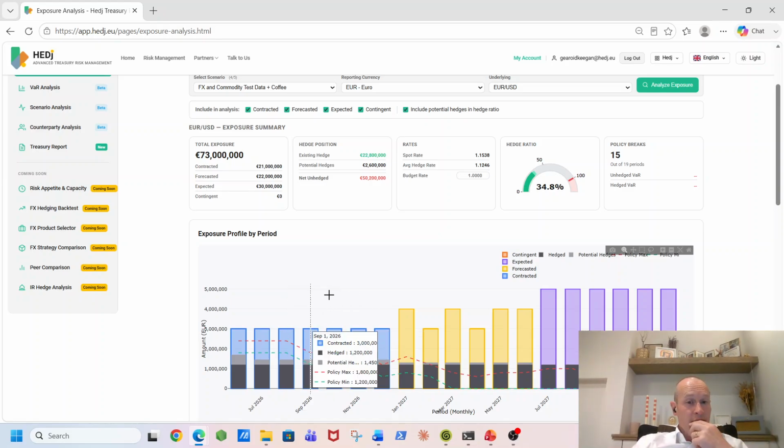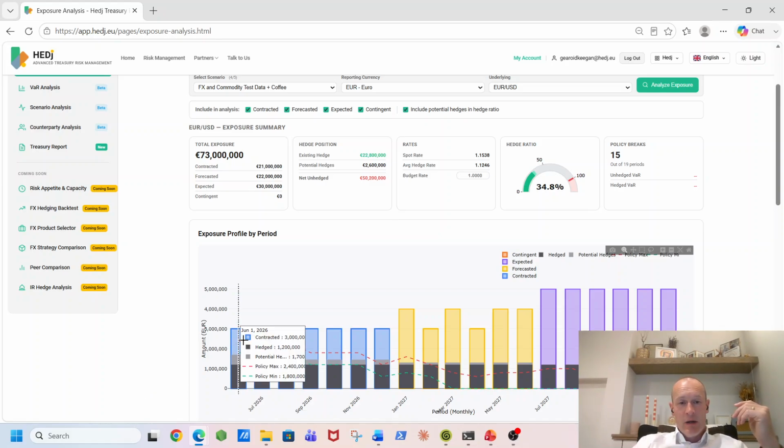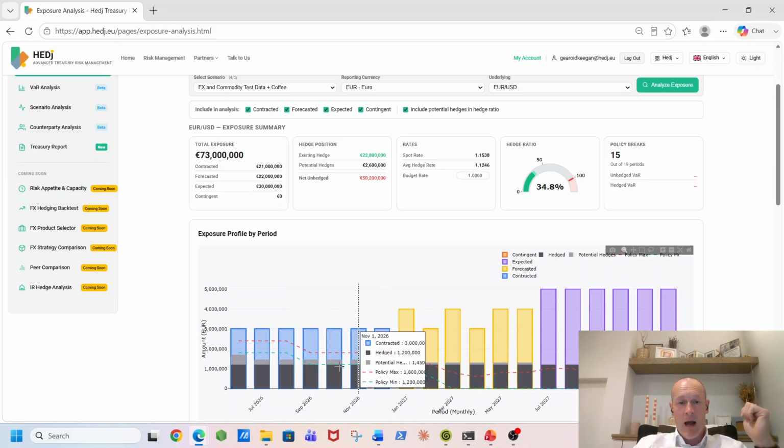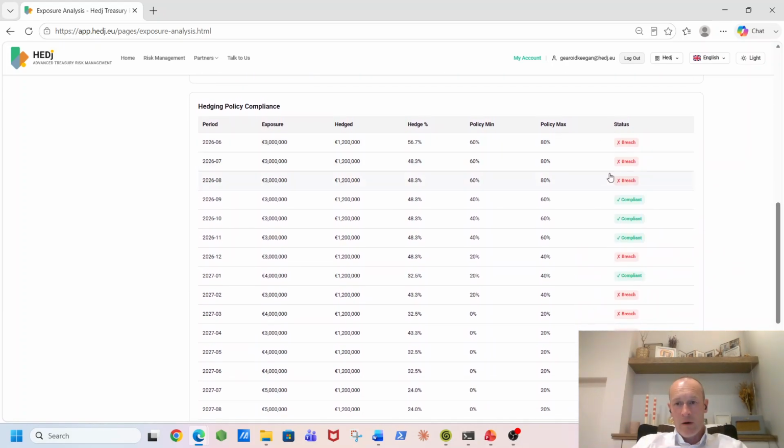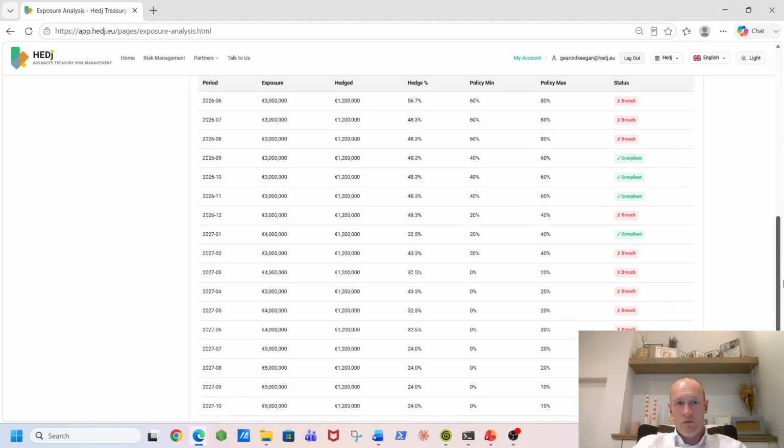And importantly, if you do have a hedging policy, it brings your hedging policy in graphically represented. So in this case, you might be 60 to 80% hedged for the first 3 months, 40 to 60%, etc. And it shows whether your current trades are within that band, and also if you're thinking of adding potential trades, whether they are in that band as well. And if you are breaching, it will give you a breakdown of where you are in breach and what you need to do to remedy that.